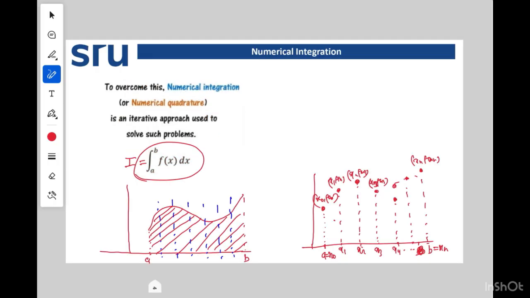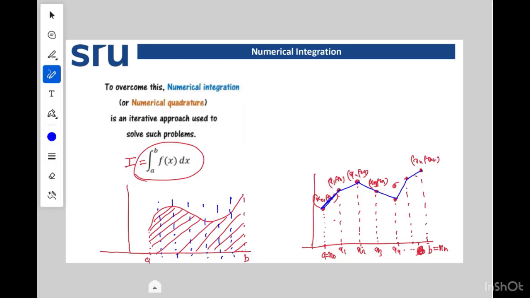Here, if you join these points by a straight line, first we will join x0 and x1, then x1 to x2, then x2 to x3, then x3, x4, x4, x5, dot dot, up to xn. So we will join each point by a straight line. If you join these points by straight lines, then this method is called the trapezoidal rule.